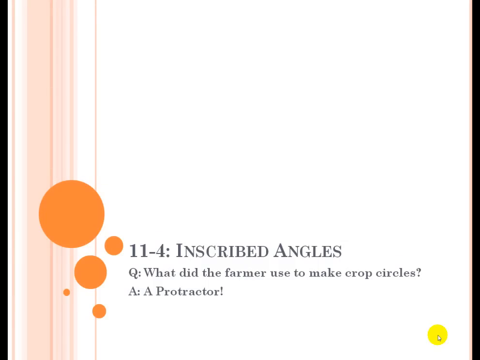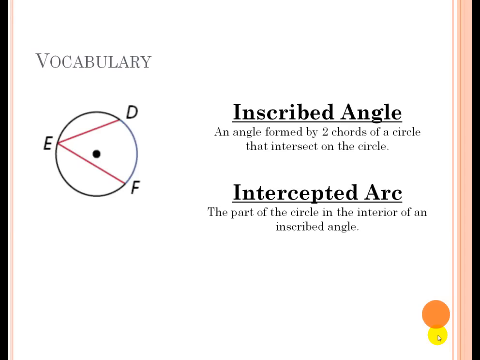We're going to do section 11 for tonight, talking about inscribed angles. This one's a little bit shorter, so let's go ahead and get started. We have two vocabulary words tonight. The first one's going to be inscribed angle.